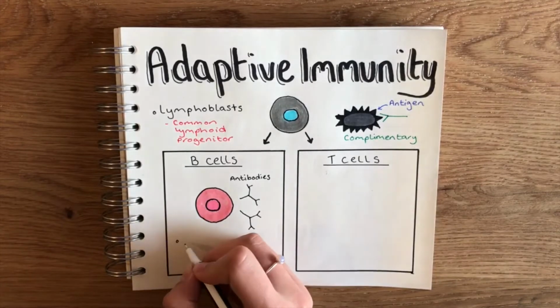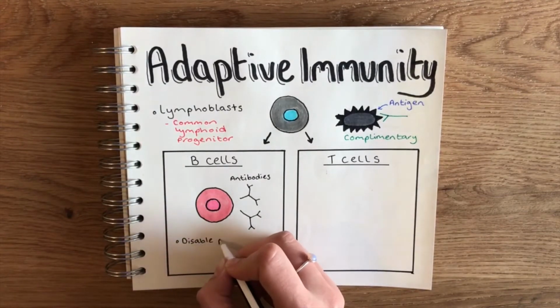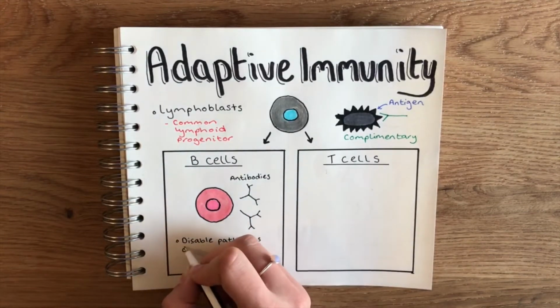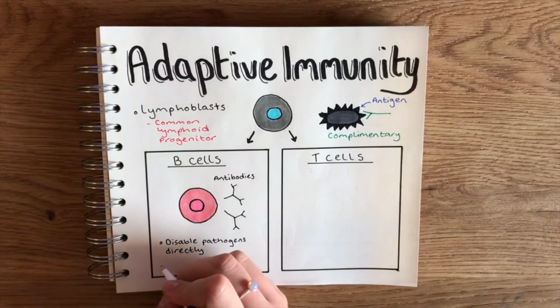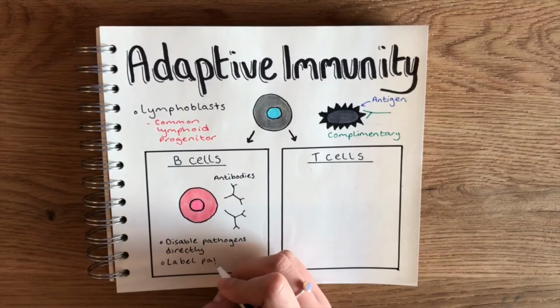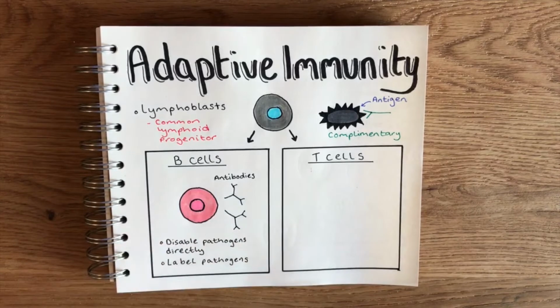Depending on what the pathogen is, antibodies can have different functions. For example, virus antibodies may be able to directly disable the pathogen just by simply binding to the surface of the virus. However, for bacteria pathogens, antibodies bind to the pathogenic antigen on the bacteria surface and act as a kind of label. So this label can then be detected by other cells of the immune system, such as macrophages or T cells, which can come in and destroy the bacteria.